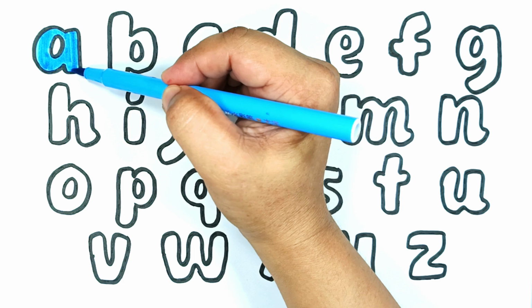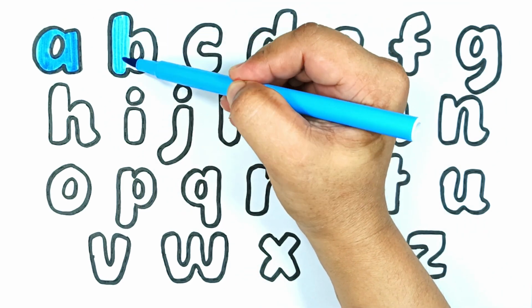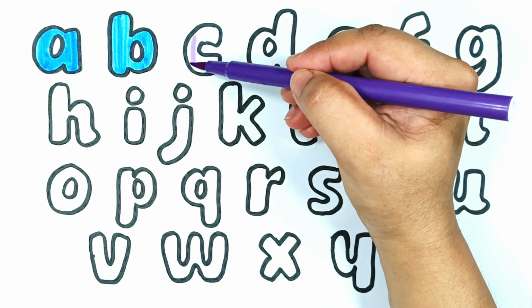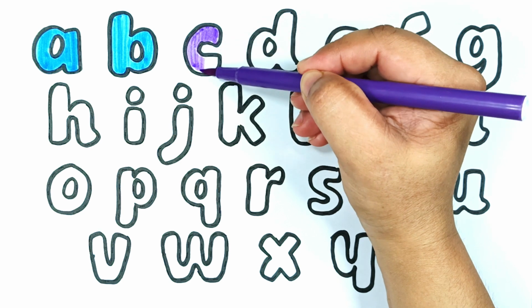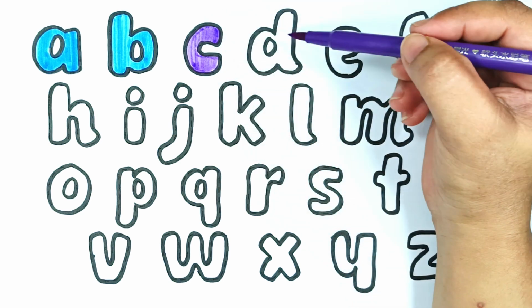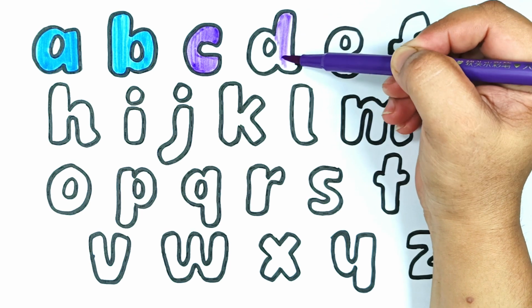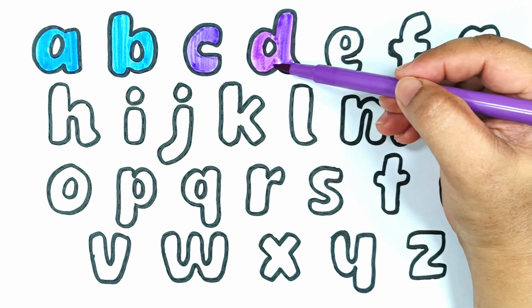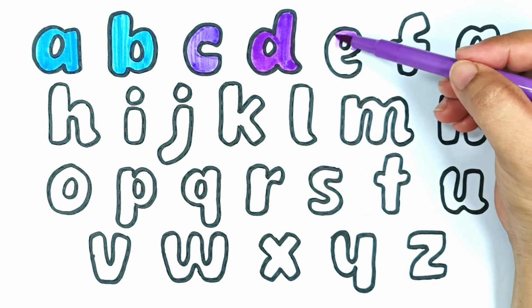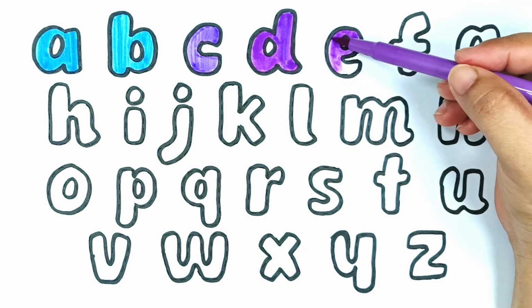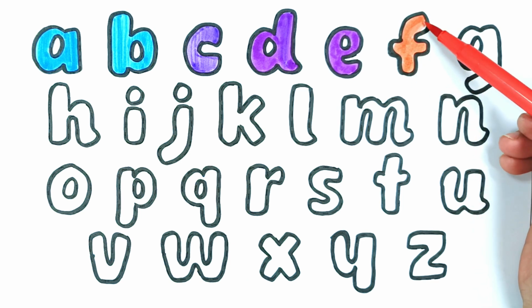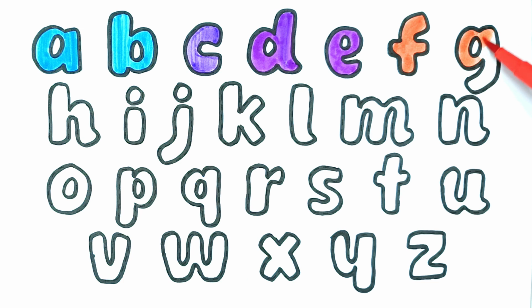A is for alligator. B is for ball. C is for cat. D is for doll. E is for egg. F is for frog. G is for glass.